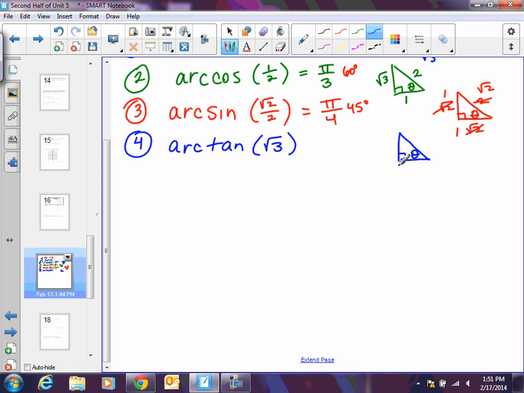What's the ratio for tan? Opposite over adjacent. Now, if it's not over anything, just put it over 1. So that's going to make the square root of 3 opposite, and adjacent to theta would be 1. That would make the hypotenuse 2. And since theta is across from root 3, that's the 60-degree angle. My answer is pi over 3.